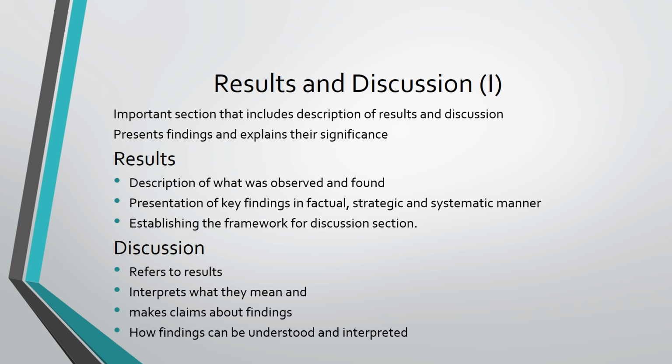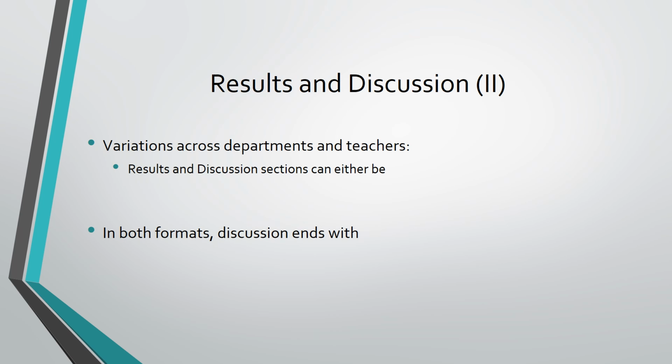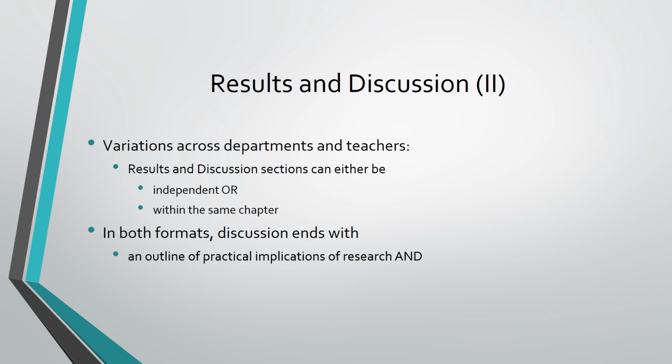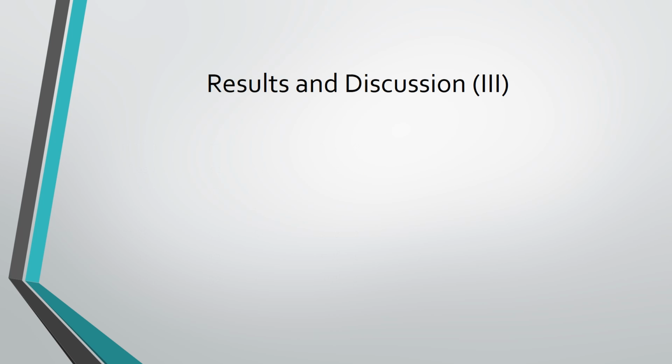Approaches to presenting the findings and reporting on their implications vary across departments. In some, the results and discussion sections are presented independently, while others present the results and analyze their implications within the same chapter. In either approach, the discussion ends with an outline of the practical implications of the research and an acknowledgement of possible limitations. The following guiding principles are useful to understand how you can develop and organize information in this important section.